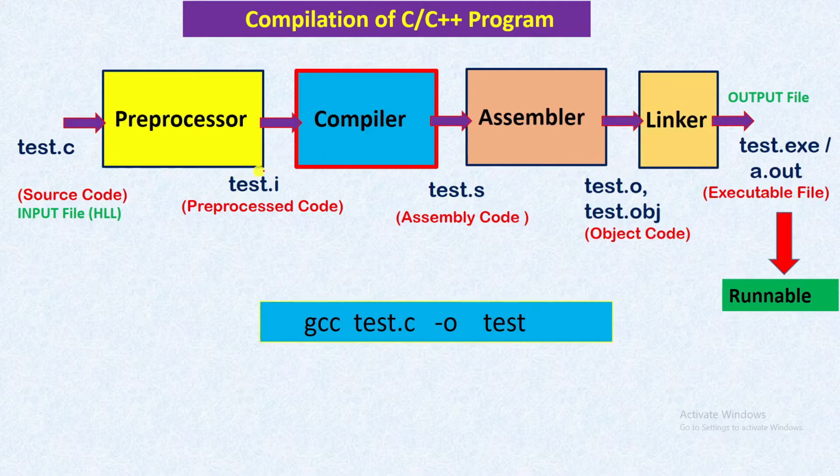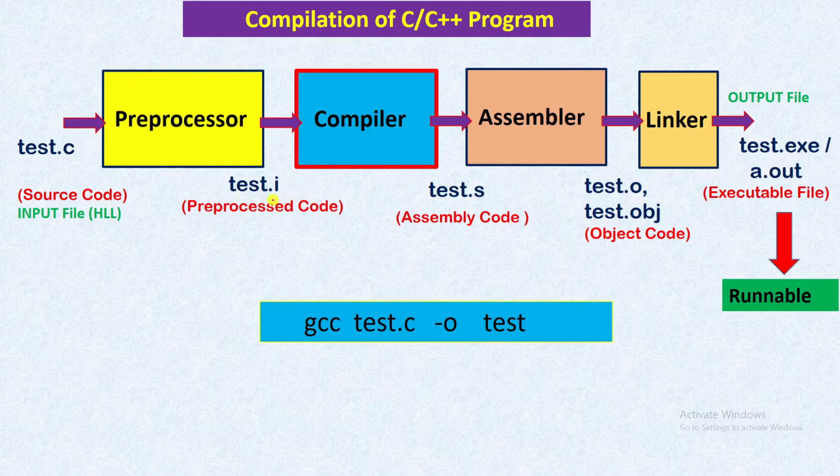But these are the basic steps which you must know, and any interviewer will be happy if you understand all these steps. So here you can see first we have the test.c file, which we give to the preprocessor when we compile the program. The preprocessor will do some work, which I will tell you later. Then the preprocessor generates a temporary file known as test.i. This is the preprocessed code.